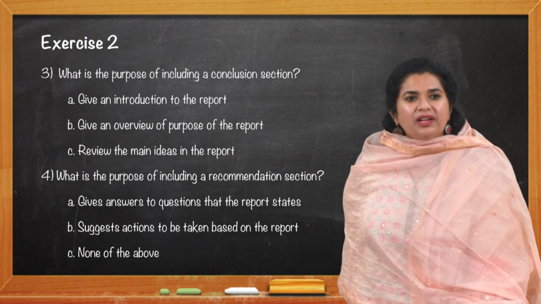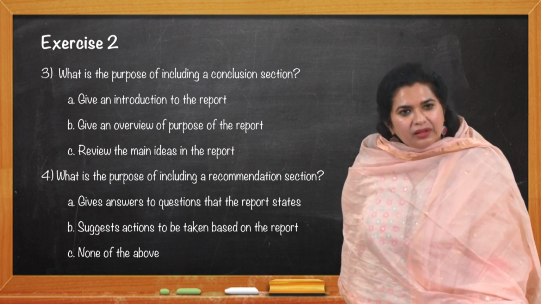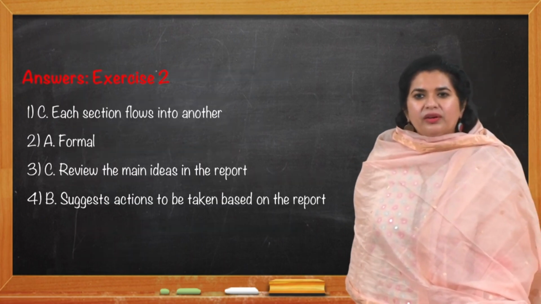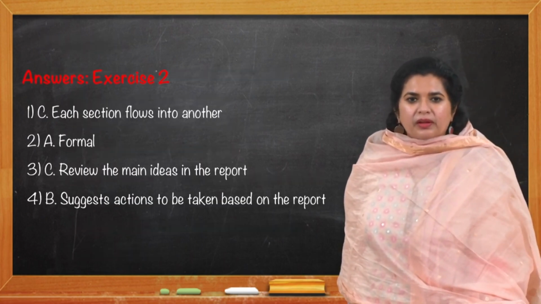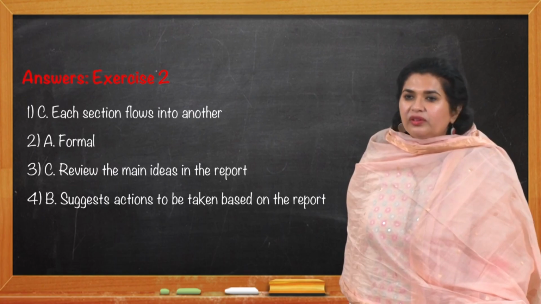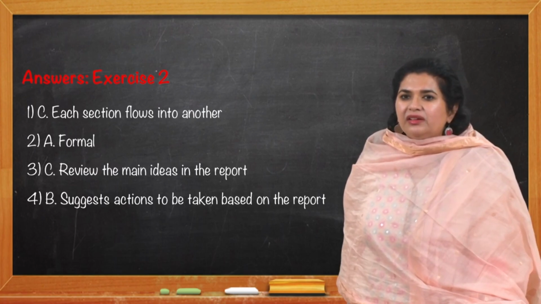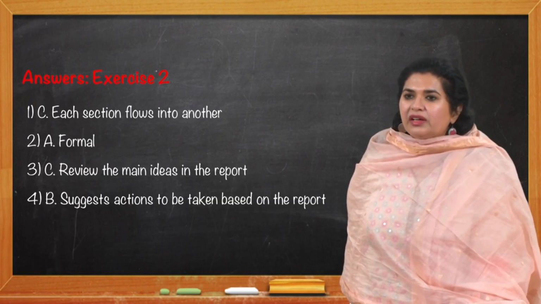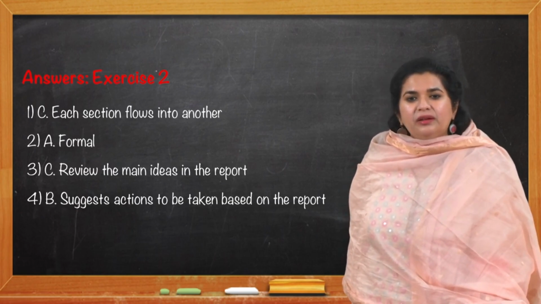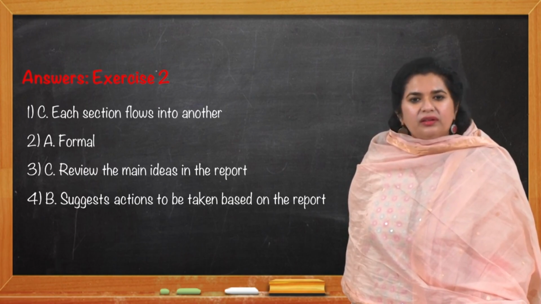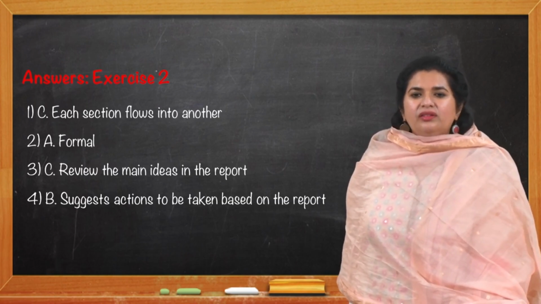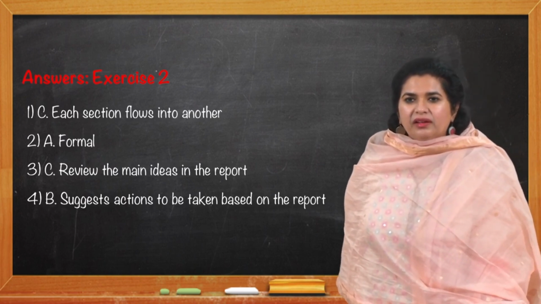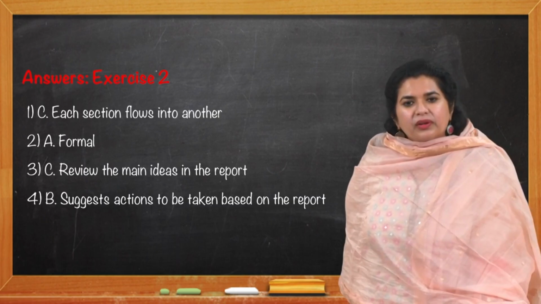If you do not know, if you still have confusion, please go back to the previous modules that we have been doing so far. Here is your response. See, each section flows into the other. That is the reason why we need a structured report, and a report should be formal. Number 3, conclusion, reviews the main ideas in the report, and recommendation, number 4, B, suggests actions to be taken based on the report.